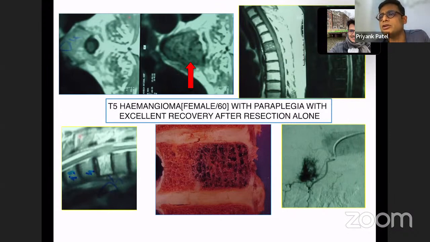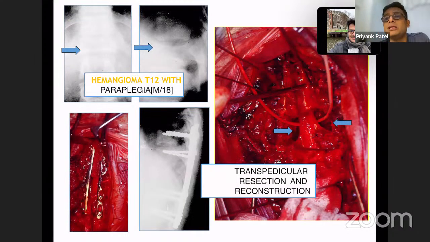And this guy was treated, although there was cord compression, just by doing serial embolization, and the patient did very well. One other patient required surgery where a transpedicular decompression was done and stabilized. Now, this patient, if you would have touched without doing an embolization, the patient would have bled on the table.